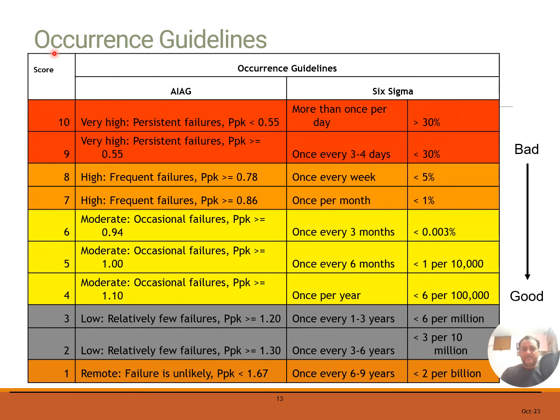These are the occurrence guidelines as determined by FMEA, where 1 is very remote occurrence, where failure is unlikely, PPK is smaller than 1.67. If I look at the Six Sigma side, once every 6 to 9 years. On the other hand, 10 is very high, persistent failure, PPK is less than 0.55, more than once per day. Based on these ratings, you need to select a number between 1 to 10 based on how often a particular failure happens in your processes.